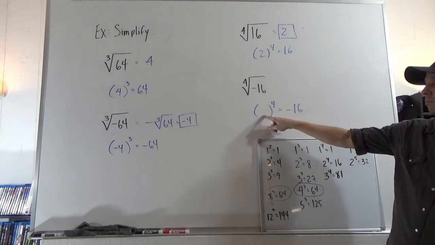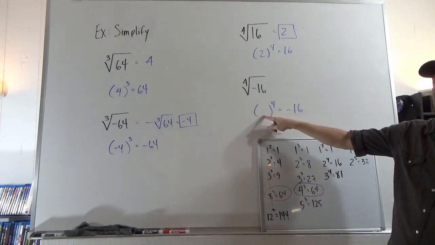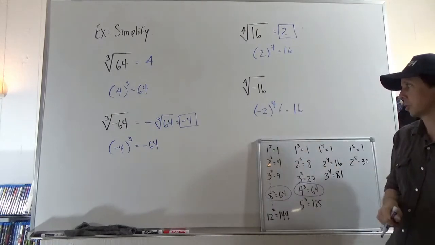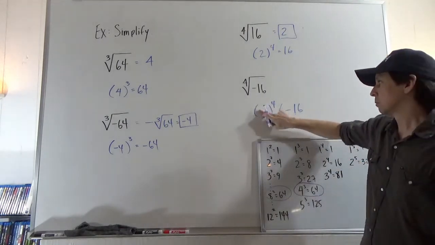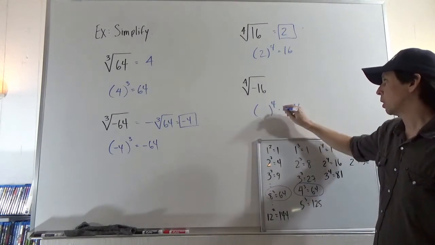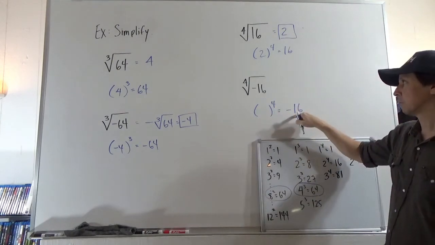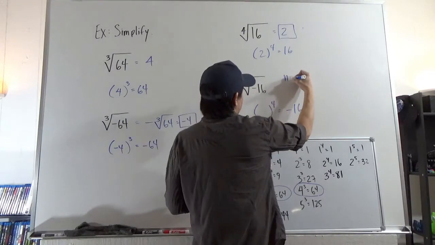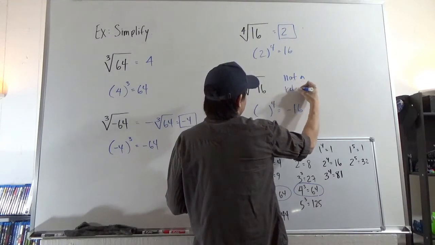What works here? Not 2, not negative 2. Negative 2 does not give me that because it's going to be positive 16. That's not true. Nothing works. Nothing to the fourth power is ever going to give you a negative. This negative cannot be pulled out. In fact, this one you have to recognize as not a real number.